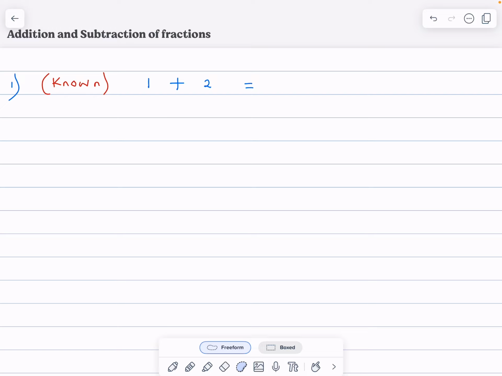So I know 1 plus 2 is what? Is just 3, right? Now, since we want to deal with fractions in this video, I'm going to write this 1 as 1 over 1, right? And I'm going to write 2. 2 is the same thing as 2 over 1, right? This is a form of a fraction, right? And there's a plus sign here.